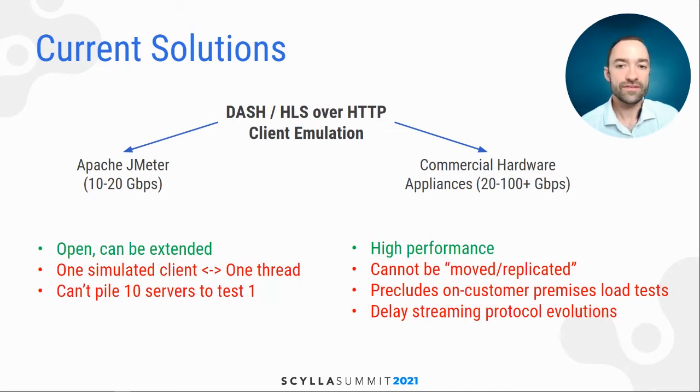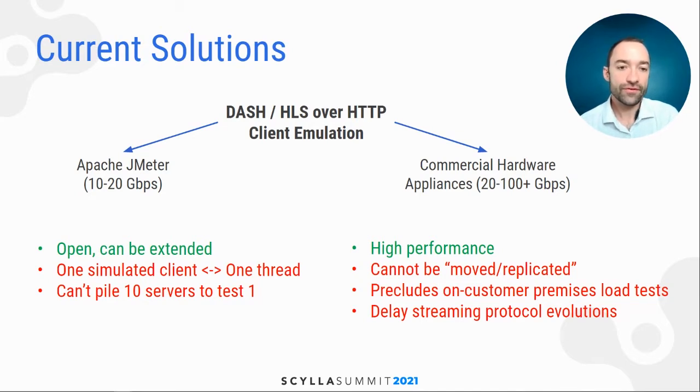So the current solutions to this problem are the following. For DASH and HLS over HTTP, we are offered basically two main choices. The first is Apache Demeter, the open source tool, which can target in the range of 10 to 20 gigabits per second. It's great, it's open, it can be extended. However, one issue is that each simulated client corresponds to one thread. This has an impact on its performance. Also, it's not effective because we cannot pile up 10 servers to test just one. That wouldn't be effective and that would be hard to test.